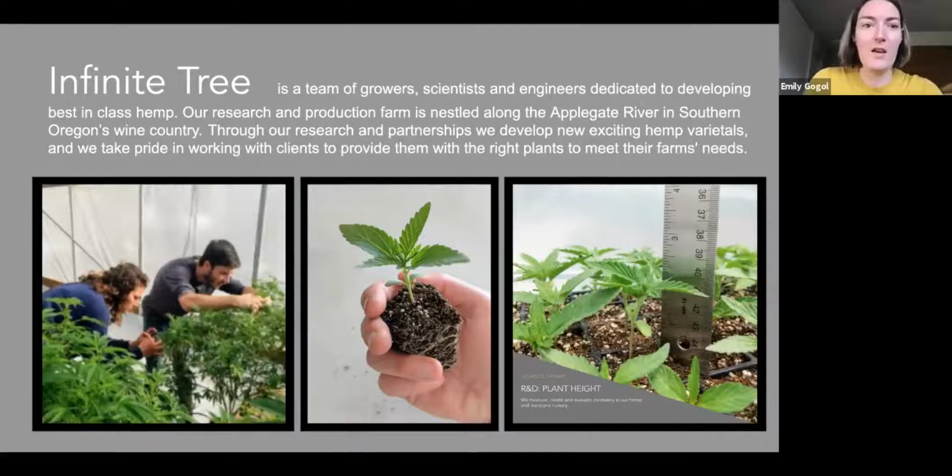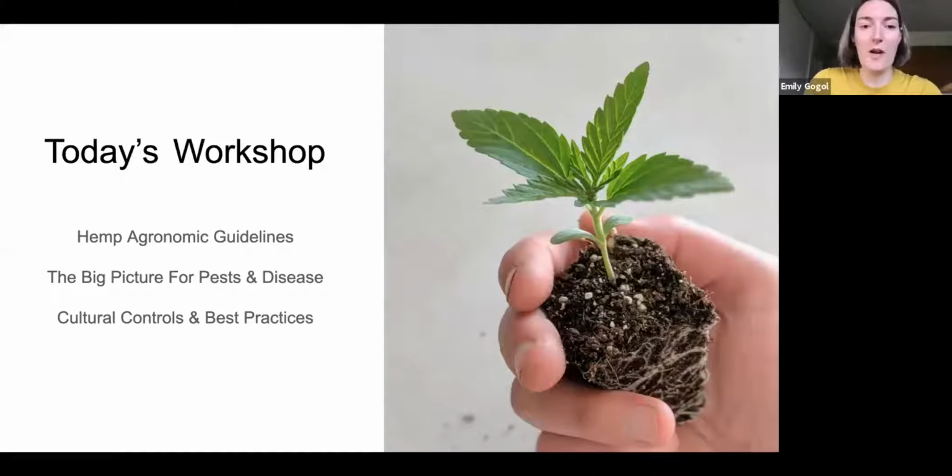And in today's workshop, we're going to go over some agronomic guidelines for hemp, the big picture for pest and disease on your farm, and then go more in detail on some cultural controls and best practices. Because that's really where you're going to spend most of your time and your money and your effort, to make sure those procedures are in place so that when something does happen, you can respond quickly and appropriately for your production scheme.